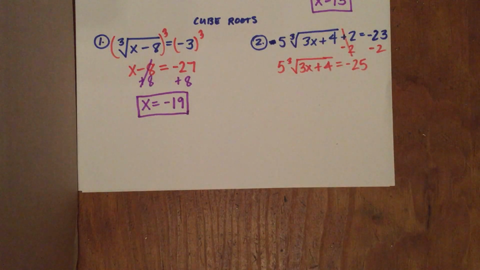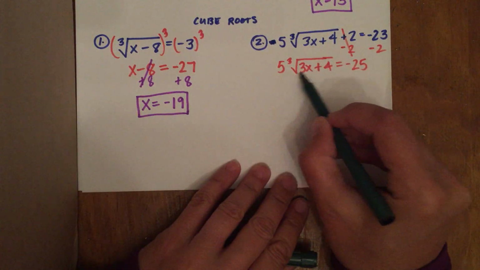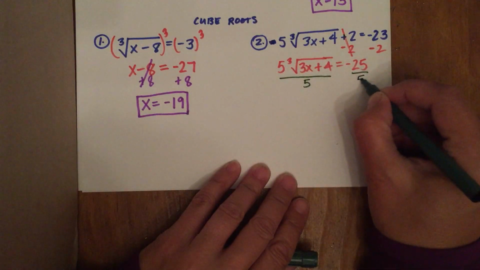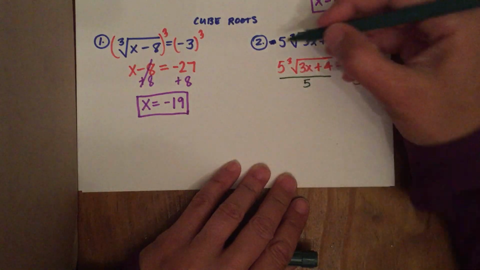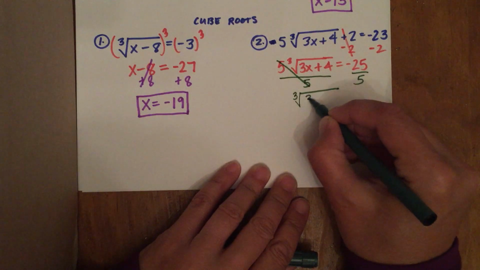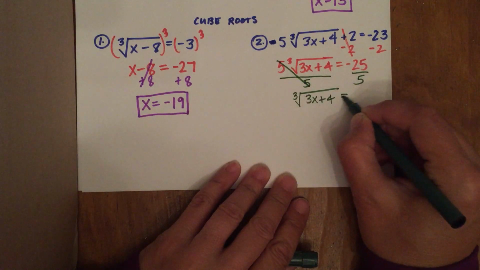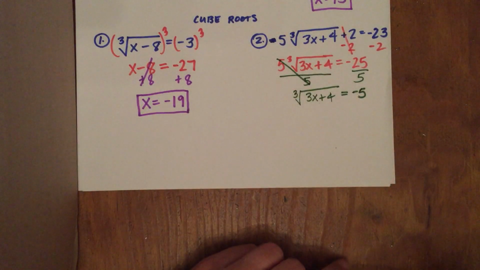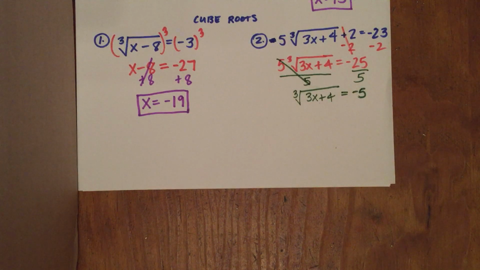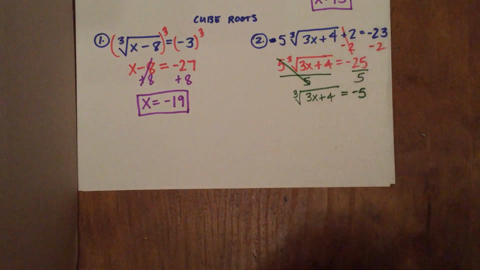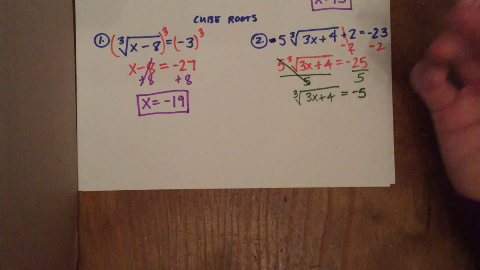So the next thing I'm going to do is I have to move that 5. And since it's 5 times the cube root, I can divide both sides by 5. It's 5 times this entire value. So I'm going to divide this out, and that's just going to leave me with the cube root of 3x plus 4 equals negative 25 divided by positive 5, which is negative 5. So far, I've now moved the 2 and divided both sides by the a value, or the 5. So now I'm ready to cube both sides.